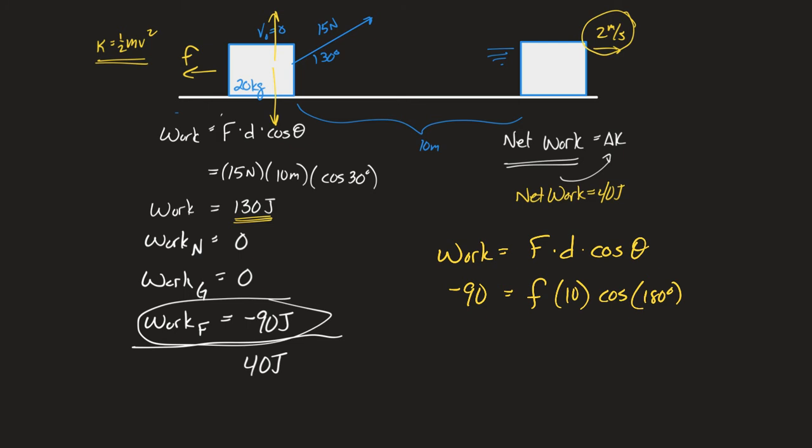With that in mind, I don't have to do a free body diagram or anything like that to know that I could probably figure out the size of that frictional force. Cosine 180 gives me my negative 1. Divide both sides by 10, and I find that the frictional force equals 9 newtons. So you can use work to figure out a force, sure, but you're going to need information. You're going to need to know how far you moved. You need to know how much work was done. But you can find that.